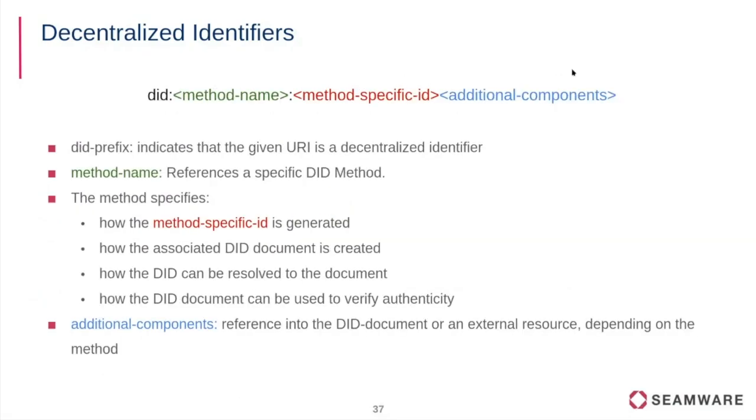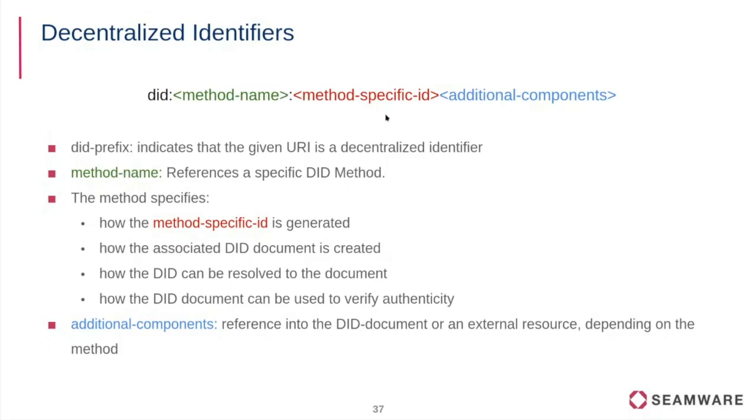Now, how does such an identifier look like? Decentralized identifiers, as mentioned, are URIs, and they are structured always in the same way. So you have the DID prefix. The DID prefix just indicates that a given URI is a decentralized identifier. There is not more magic to that. The second part of the DID is more important because it's the method name. The method name itself references a specific DID method. So there are different DIDs, and the DID method defines how to interpret the latter part of the identifier.